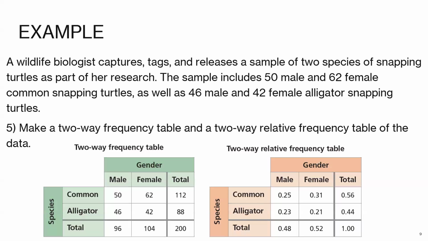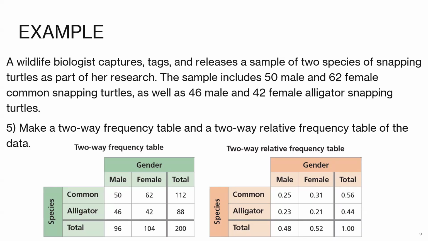So there were 50 male common snapping turtles and 62 female, a total of 112 common snapping turtles. There were 46 male alligator snapping turtles and 42 female, a total of 88. That means there was a total of 96 males that were observed and 104 females out of a total of all of them combined of 200 snapping turtles in general, alligator and common combined.